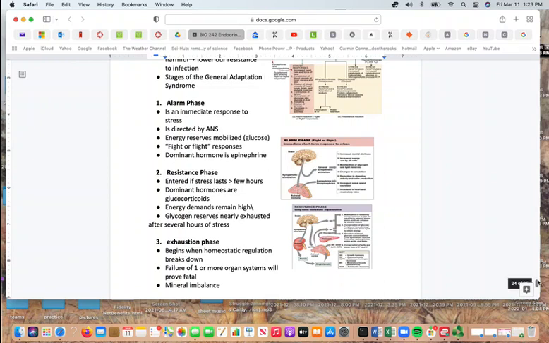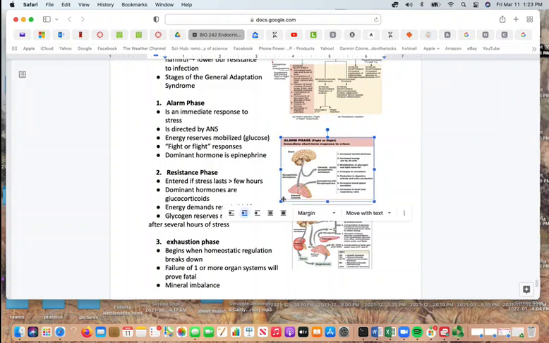If the stress does not go away, then you move into the resistance phase, sometimes called the lowered resistance phase. This will happen within a few hours. Now the dominant hormones are the glucocorticoids. The energy demands are still high, but your glycogen reserves are nearly exhausted at this point. So you've got to start getting the energy from other sources. And that's what this is going to help do.